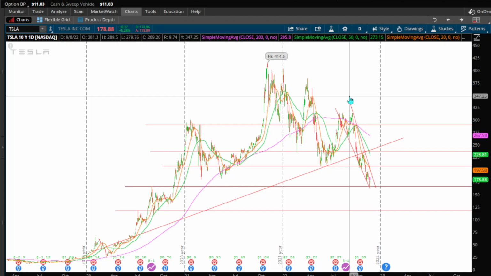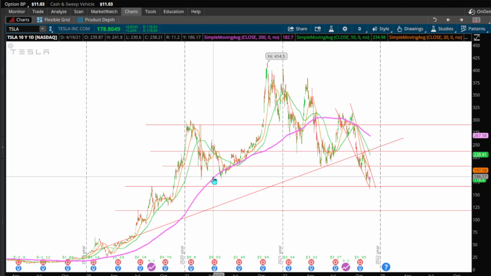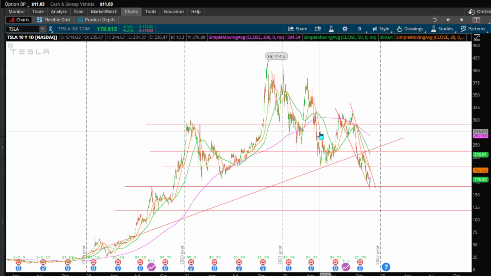Hey folks, I know that everybody has their eyes on Tesla right now, so I wanted to do a technical analysis. Right now we're looking at a 10-year chart on the 1-day time frame. The green line represents the 50-day moving average, the pink line represents the 200-day moving average, and the orange line represents the 20-day moving average.